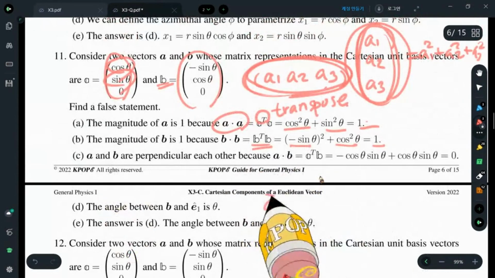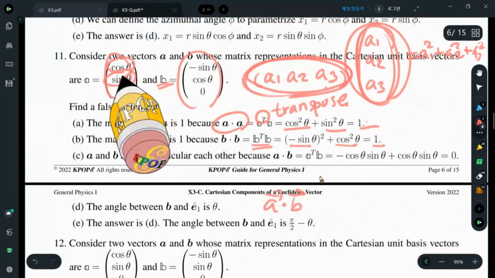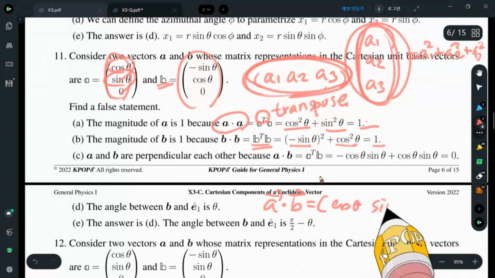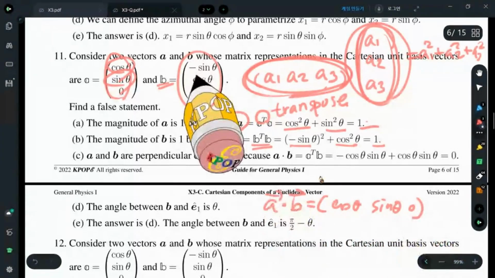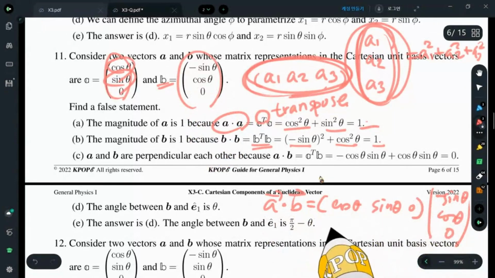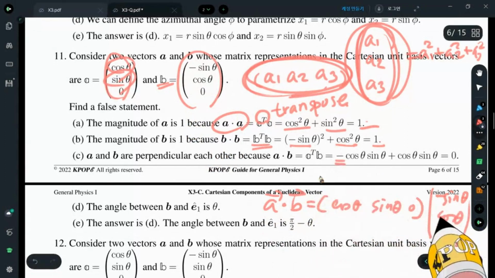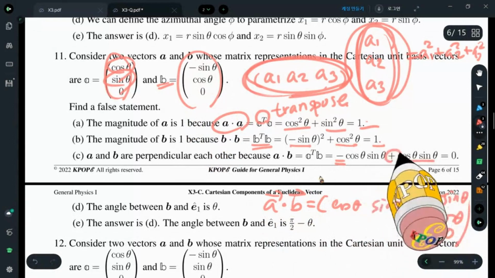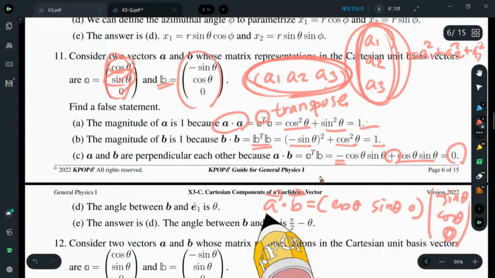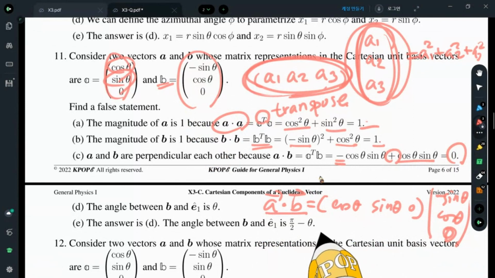Perpendicular, okay. So the scalar product of these two: copy A, cosine, sine, 0, and B, minus sine, cosine, 0. Multiply. That is sine cosine with a negative sign, and this one the same but with a positive sign, and this 0. The answer is 0. Aha, the scalar product is 0. They are perpendicular to each other.